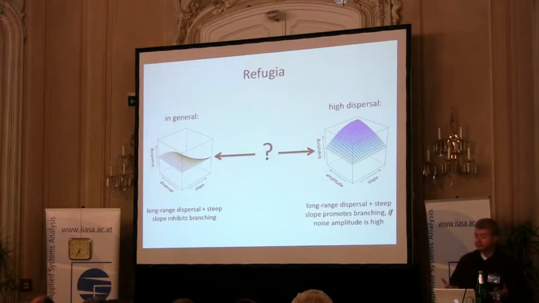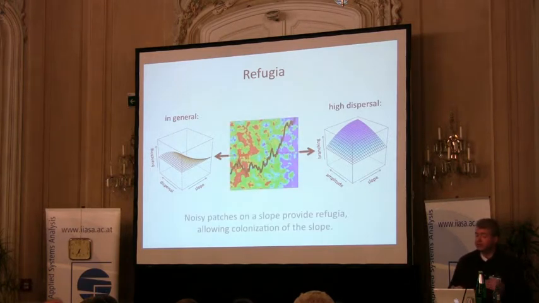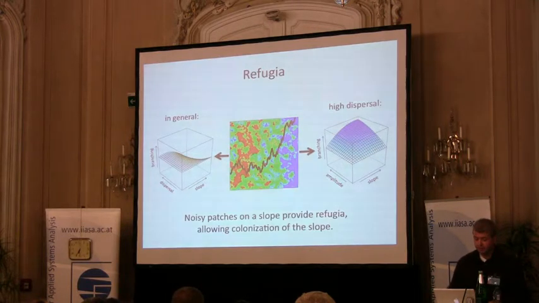So let's put this together. Remember that the two-way interaction that we saw on the left showed that long-distance dispersal on a steep slope was very bad for evolutionary branching because it was likely to be lethal. Then, though, we saw what seemed to be almost the opposite message. Long-distance dispersal on a steep slope is good for branching if noise amplitude is high. I think this is because the noise creates safe pockets on the slope, refugia, that organisms can land in when they disperse, allowing the slope to be colonized. Since my model is the first to ever look at these kinds of effects of noise, this is a new and rather thought-provoking finding, I think.